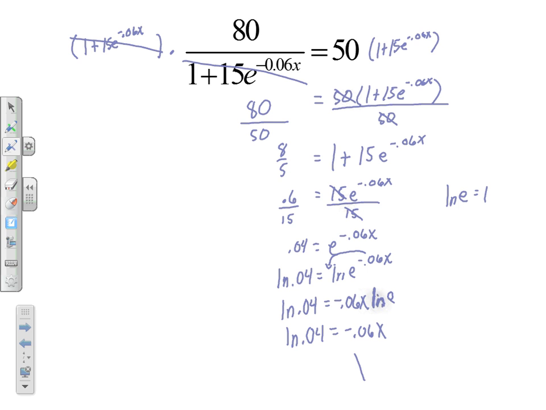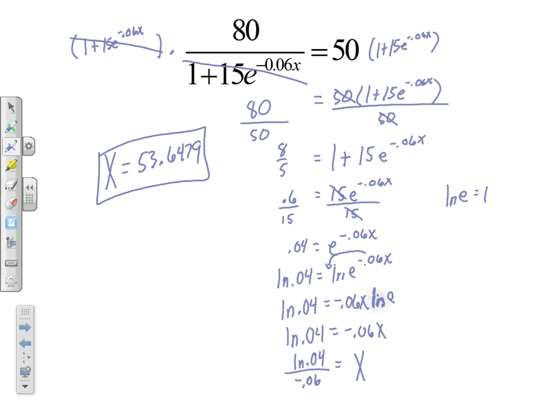So finally, I will divide everything by negative 0.06, so I'll have x is equal to the natural log of 0.04 divided by negative 0.06. And again, that's what we would consider to be our exact number. And so our final rounded approximate number will be about 53.6479. And that's what we're going to be looking at as our solution here.